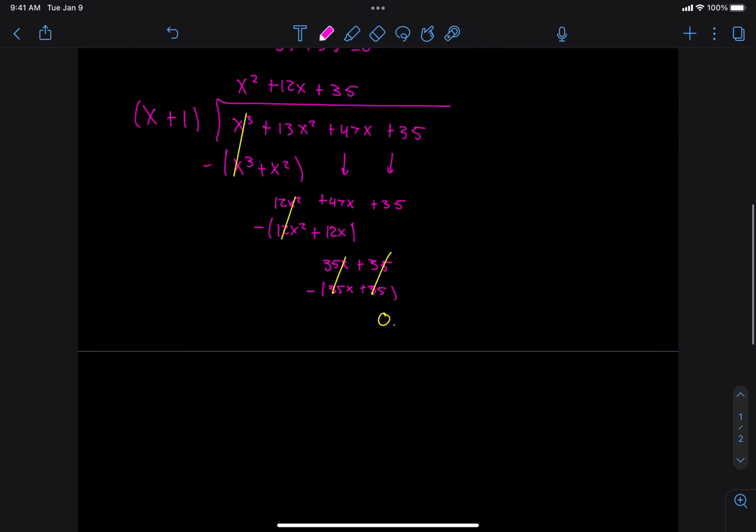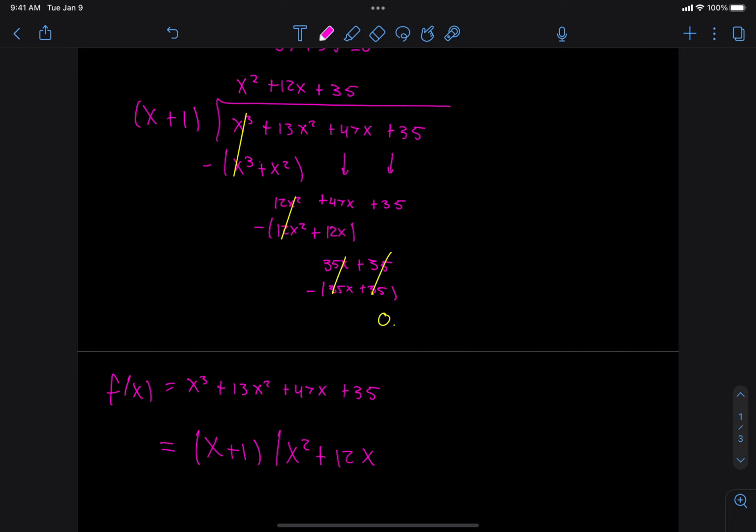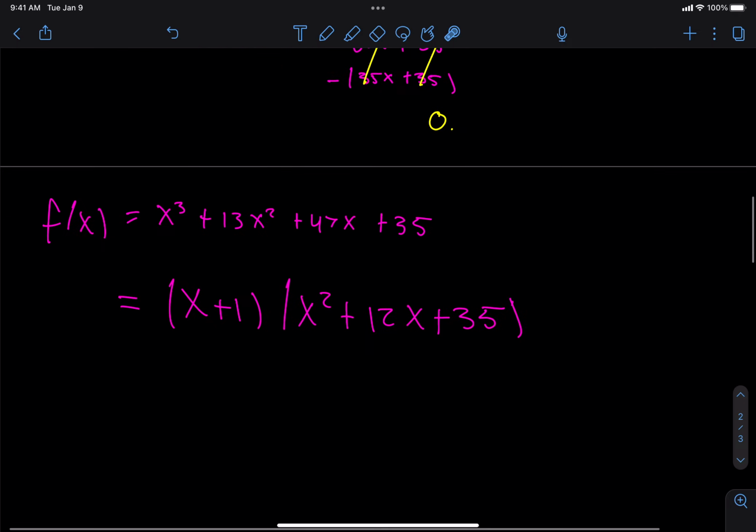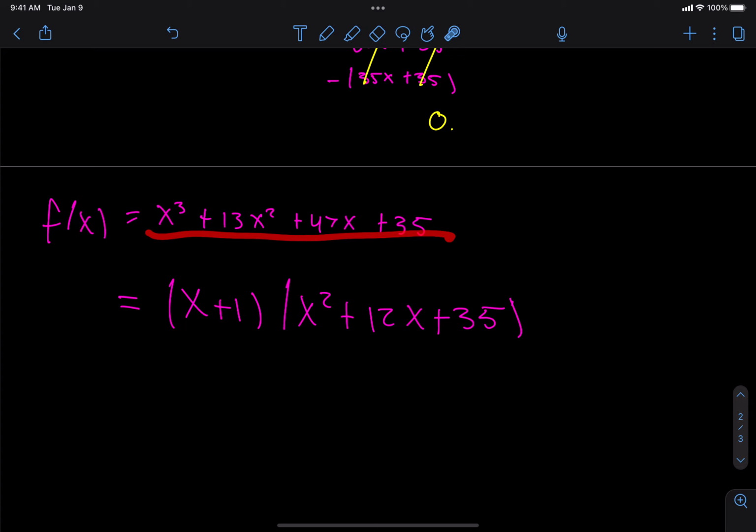My gain is that I have learned that the function here, x cubed plus all this stuff, can be rewritten as x plus 1 times x squared plus 12x plus 35. Why is that useful? Because I'm trying to find out what numbers make this thing 0. And since this thing is equal to this thing, I can just figure out what things are going to make this quadratic 0, and then I'll have them all, right? So now I can just factor.